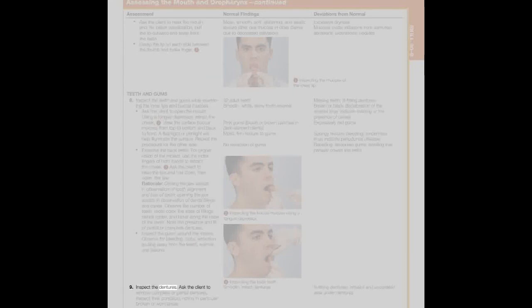9. Inspect the dentures. Ask the client to remove complete or partial dentures. Inspect their condition, noting in particular broken or worn areas. Smooth, intact dentures. Ill-fitting dentures, irritated and excoriated area under dentures.